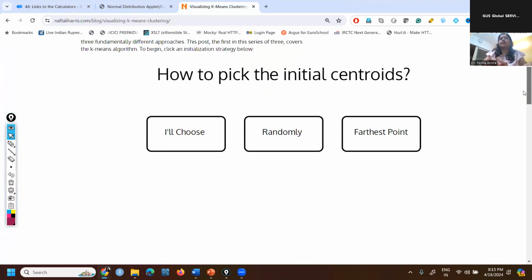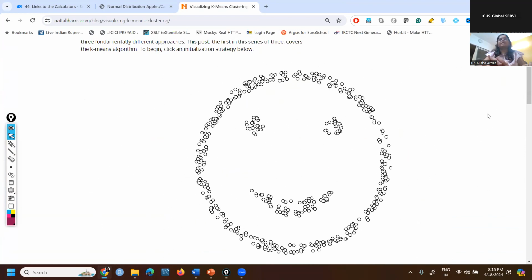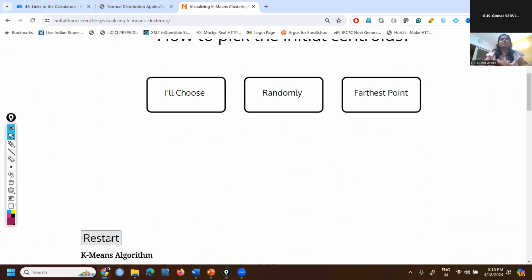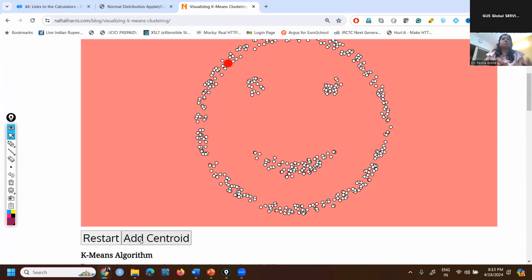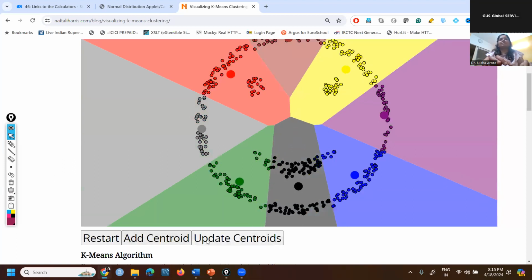If you know machine learning, then you might have heard about k-means clustering. So if you want to do k-means clustering for this data set, these kinds of tools can help you grasp the concept of k-means clustering. I added so many centroids, sorry about that, but you can learn the concept. I'm not teaching you k-means clustering here. I'm just telling you these tools can help you.